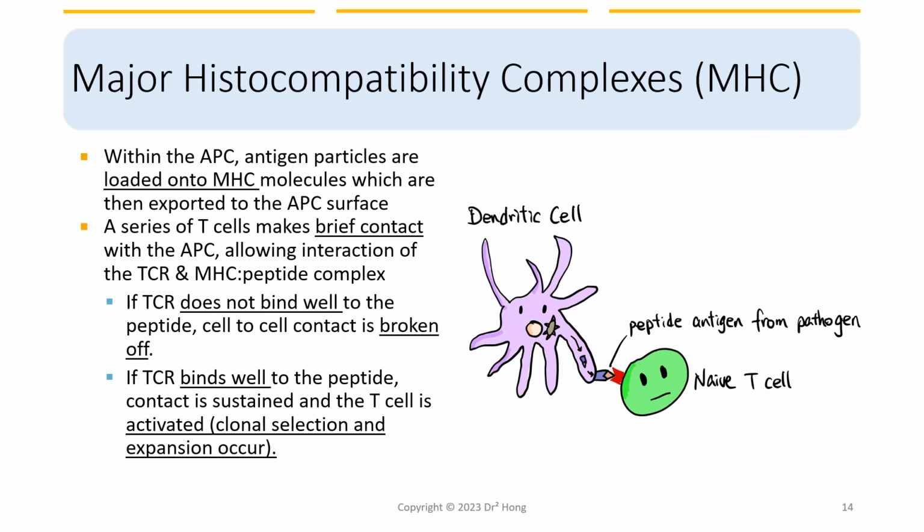Now, once the antigen-presenting cells, such as dendritic cells, take up the antigens and break them down, they are going to load them onto the MHC molecules, which are then exported to the surface of the antigen-presenting cell. Using the T cell again as an example, it is going to make brief contacts with the antigen-presenting cells, allowing interactions between the T cell receptor, the MHC complex, and, in between those, a peptide antigen from the pathogen. If the T cell receptor does not bind well to the peptide, that cell-to-cell contact is going to break off.